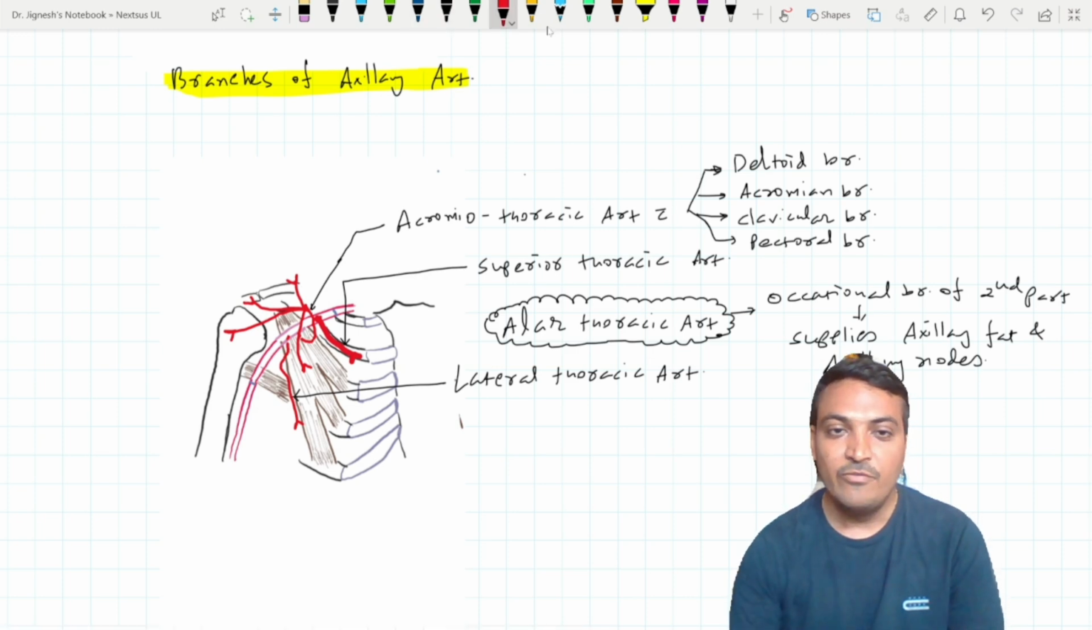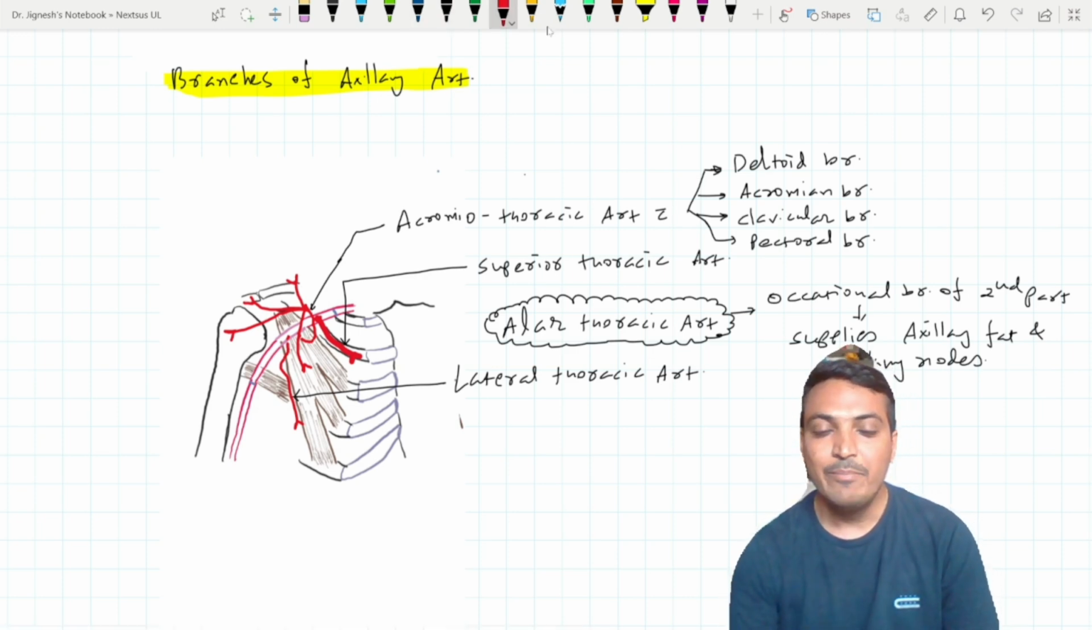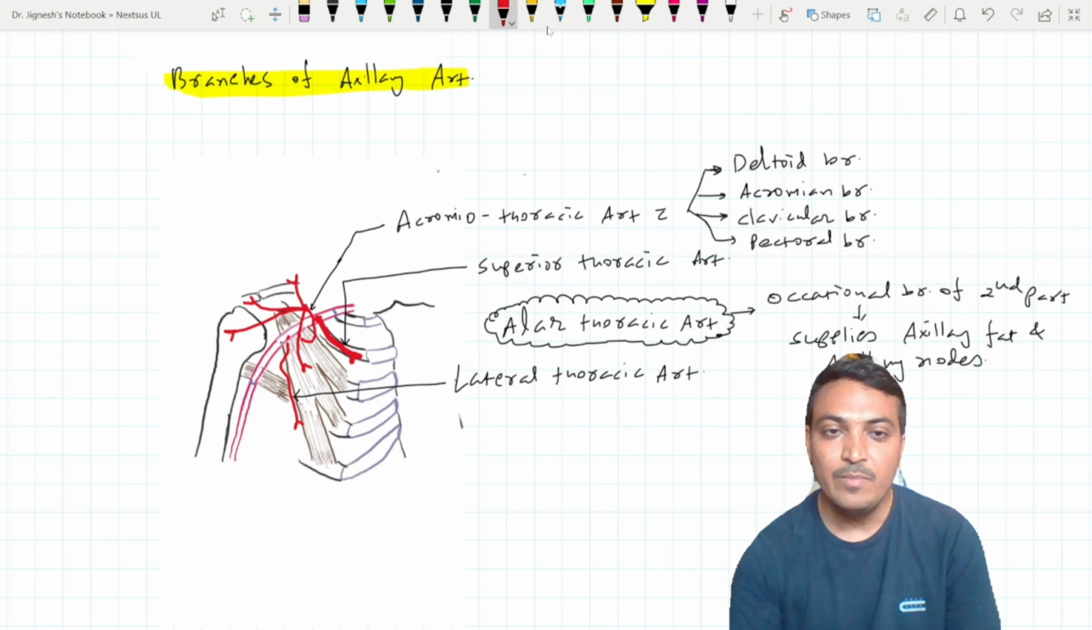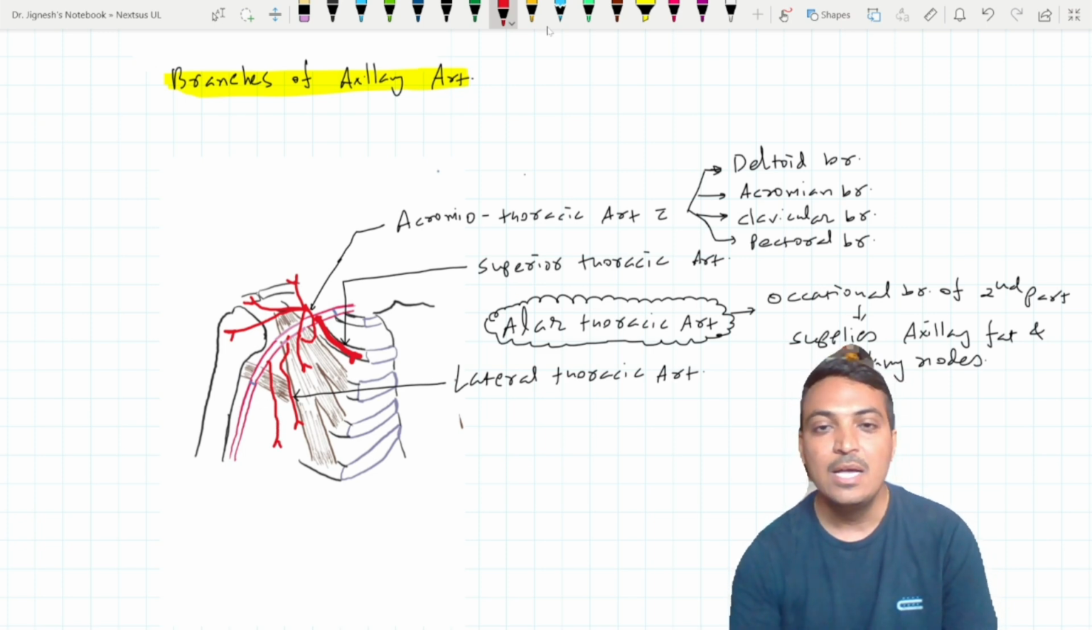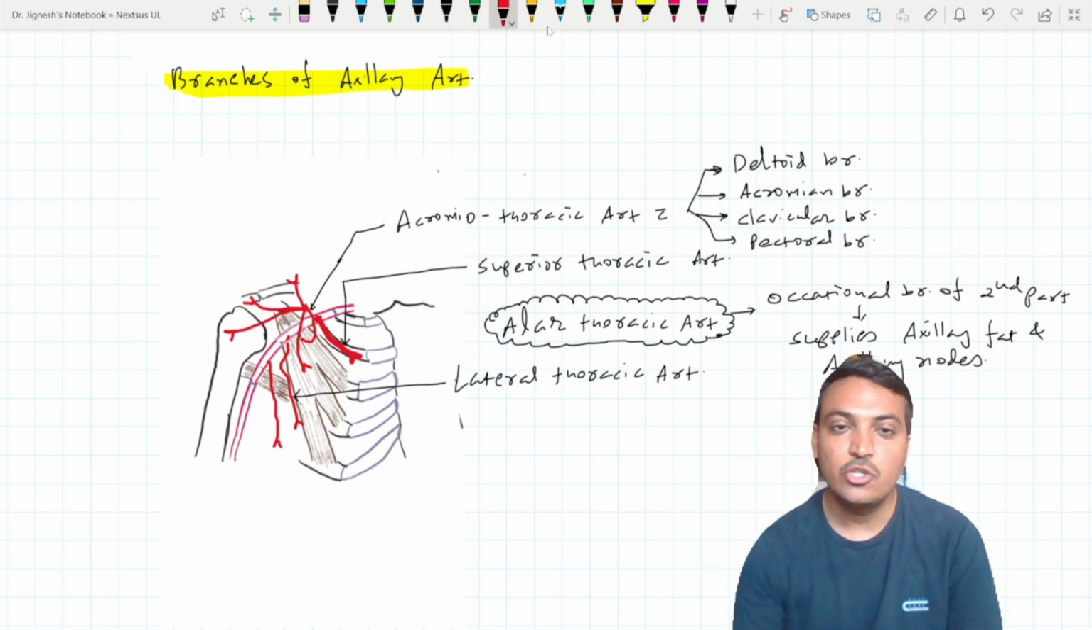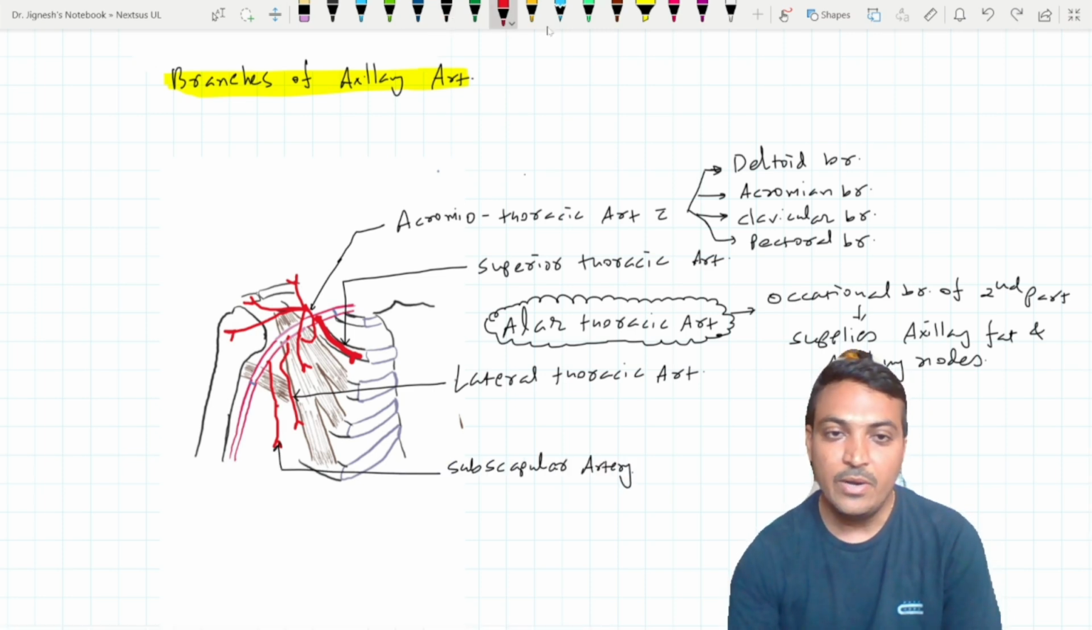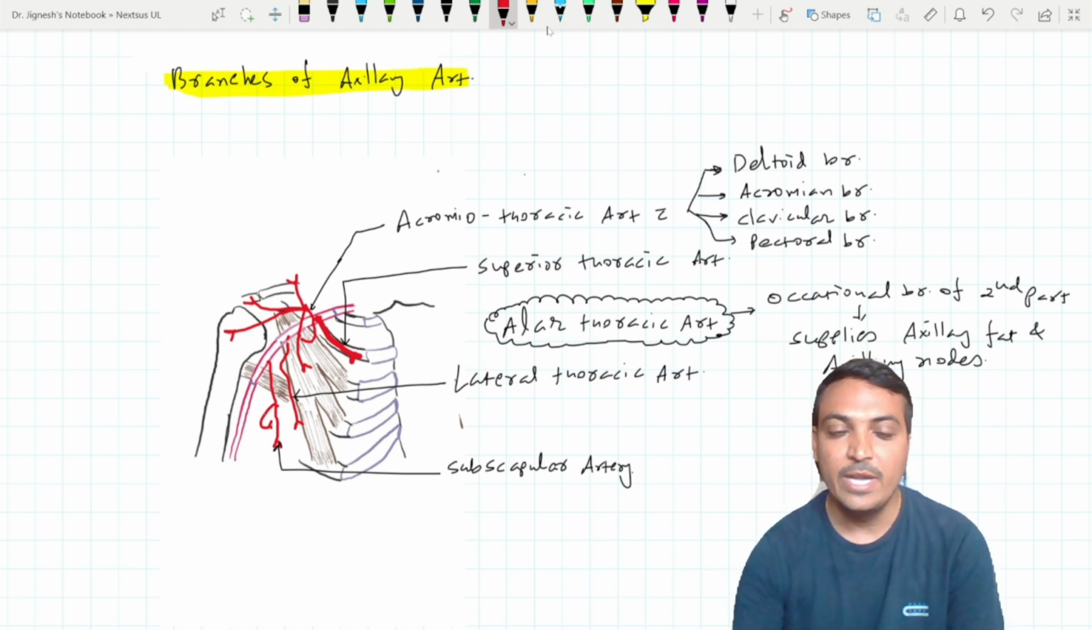The third part of the axillary artery gives rise to three branches, and one of them is the subscapular artery. This subscapular artery runs along the lateral border of the scapula, and it is the largest branch among all. It gives one branch that wraps around the scapula, called the circumflex scapular branch.